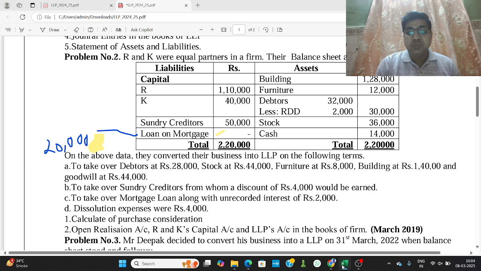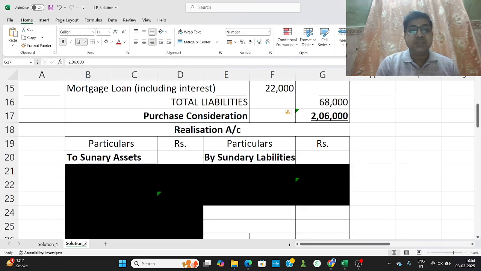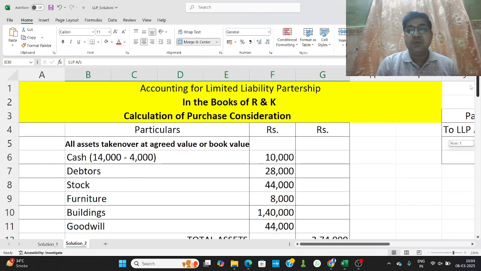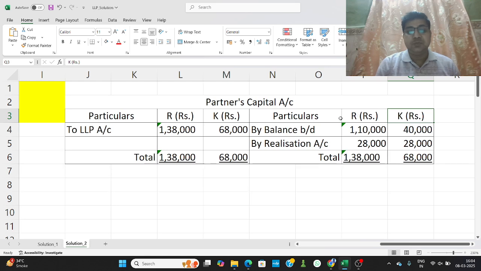So we prepare here the realization account. Then after that we prepare the LLP account, because LLP is the new firm's account, and one more account that we have to prepare, that is the partners' capital account. So these accounts we prepare.